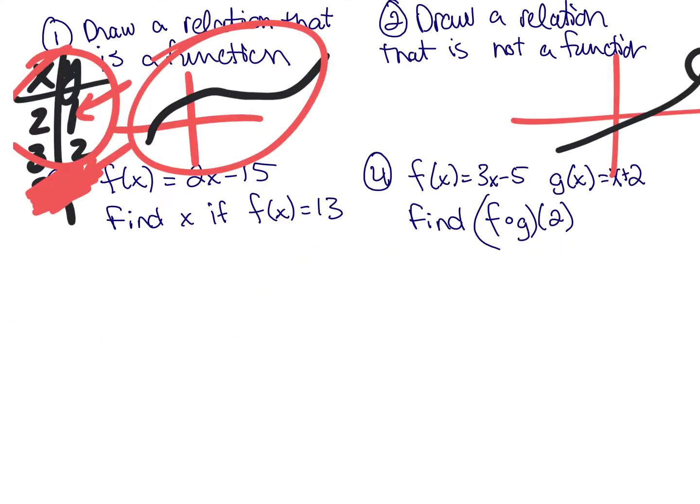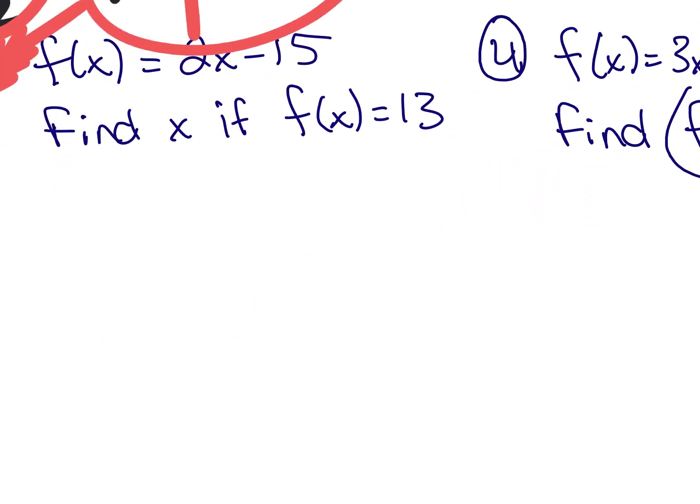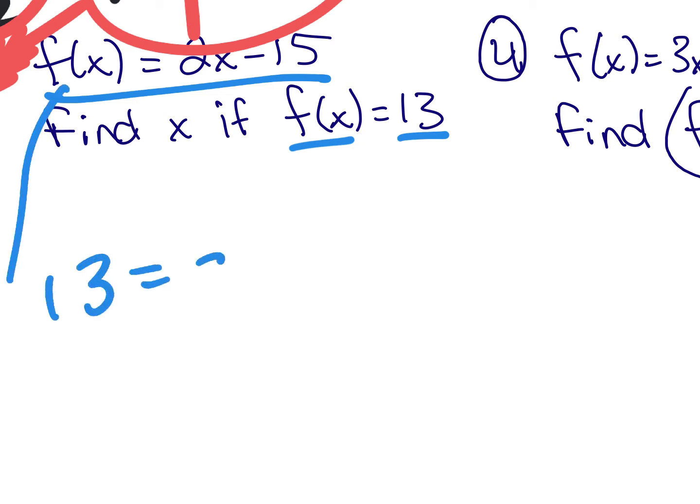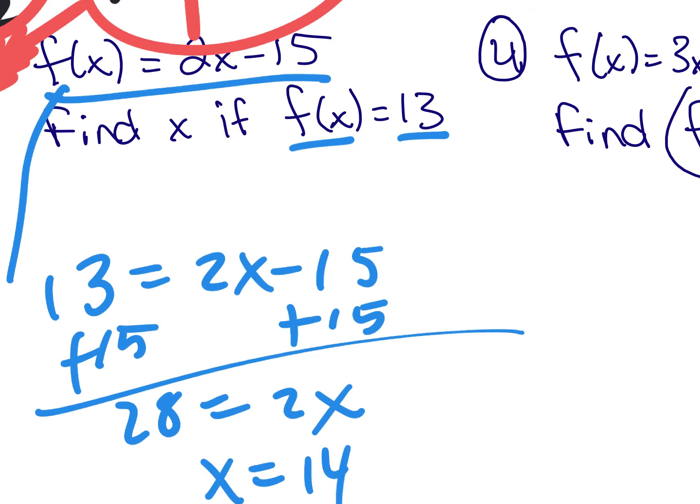All right. On number 3, this one, f of x is 2x minus 15. What if f of x is 13? Then you put a 13 right there, and you have 13 equals 2x minus 15. Add 15. 28 equals 2x, x equals 14. We'll talk more about that one in just a second.